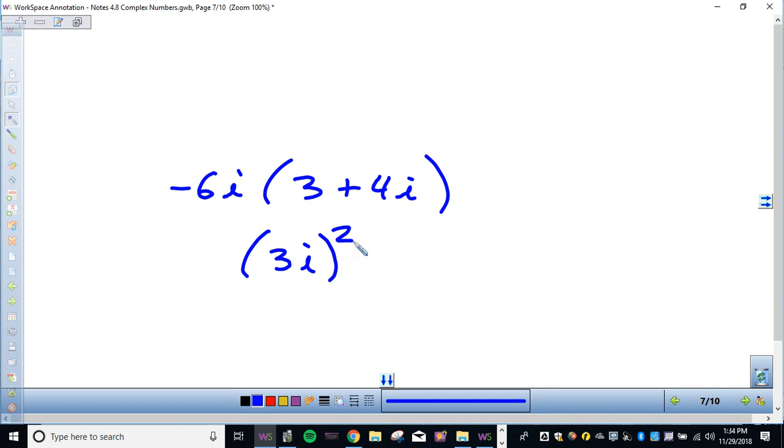Do you get it? What's 3 times 3? We'll do it right now. What's 3 times 3? 9. What's i times i? I squared. I times i is i squared. And then i squared equals negative 1. Okay, so this means 9 times negative 1, which is just negative 9. So anytime you end up with the i squared, just switch the sign in front. Okay?